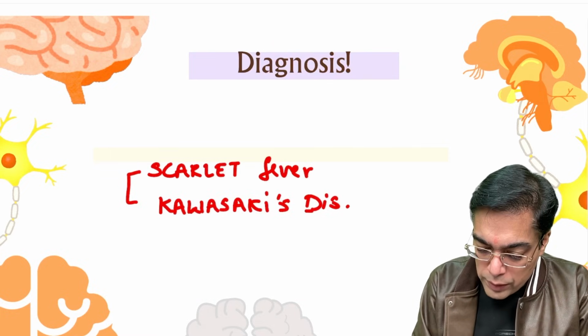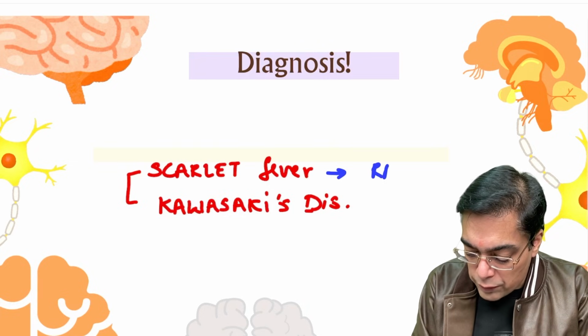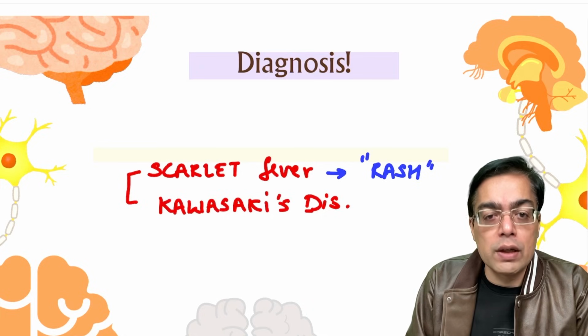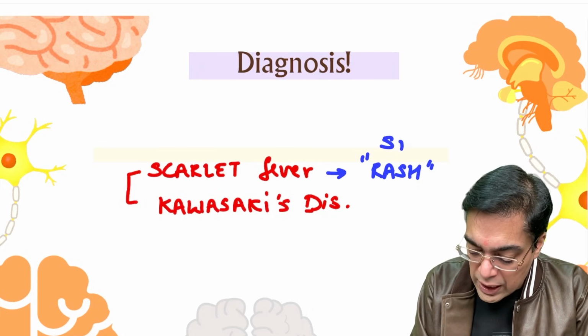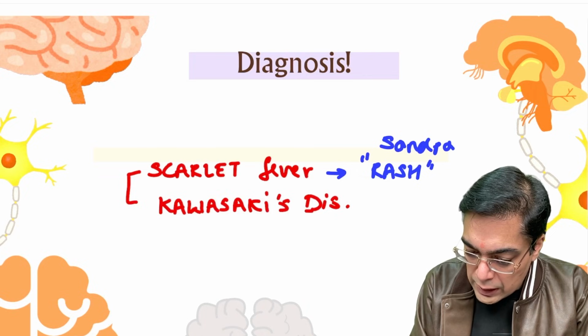Now, in a patient who has scarlet fever, there is the presence of a rash. May I just remind you, what kind of rash would you expect in a patient having scarlet fever? Yes, you are aware. The patients are going to have what is called a sandpaper rash. Sandpaper rash.